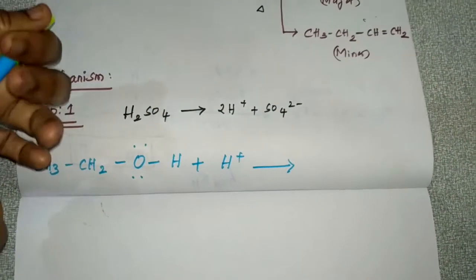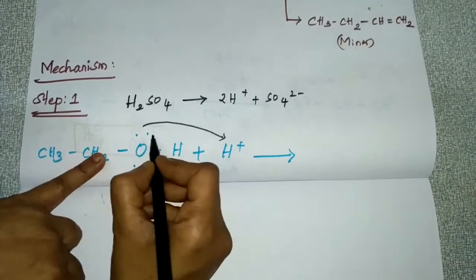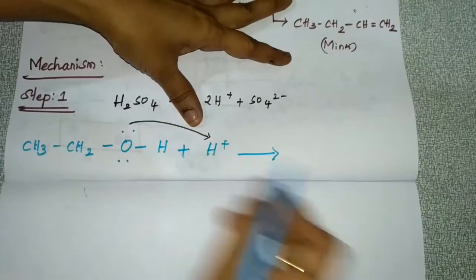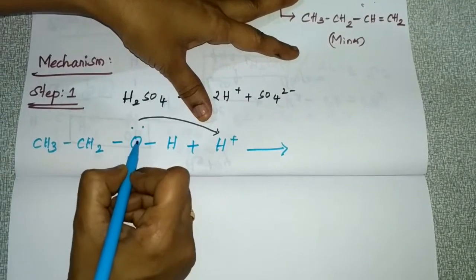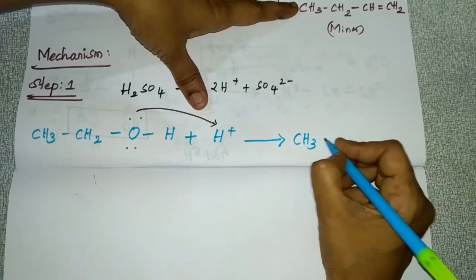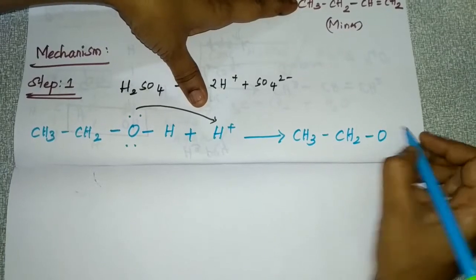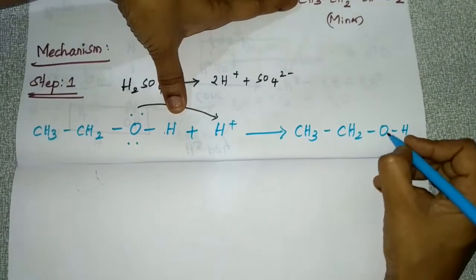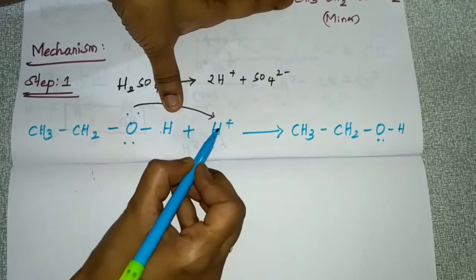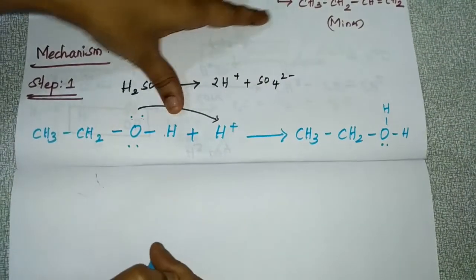This H plus will get attacked by this lone pair of electrons which is present in the oxygen. Okay, so the product formed will be, this hydrogen will get added to this oxygen. So the product will be CH3, CH2, O, this H already it is here, and one lone pair of electrons will form a bond with this proton. So your product will be like this.